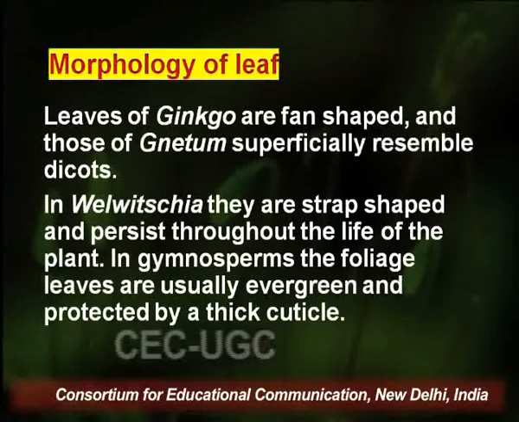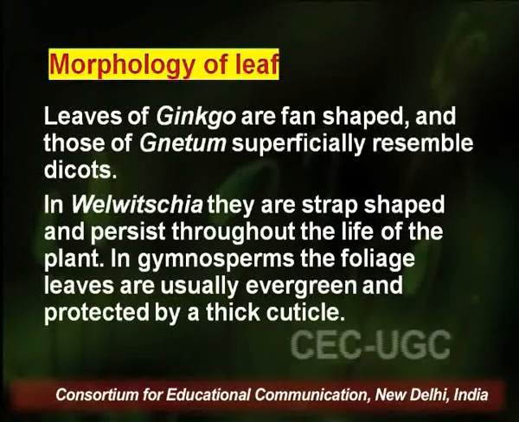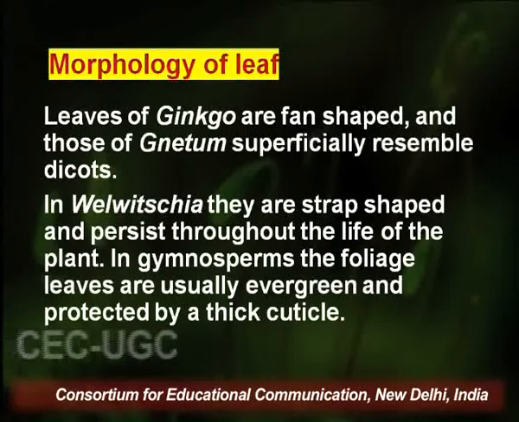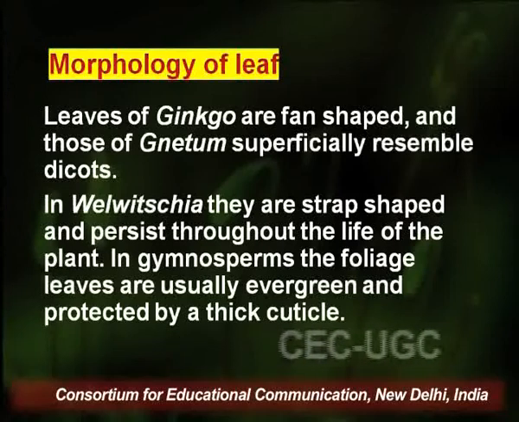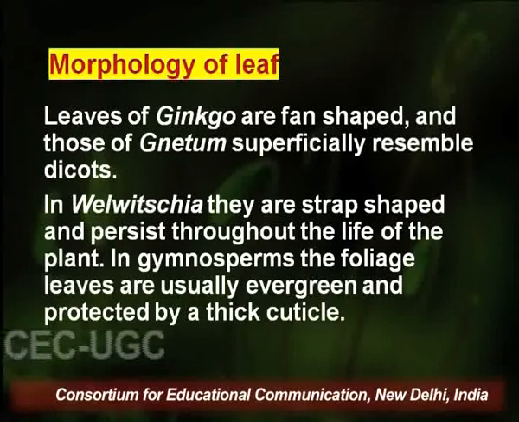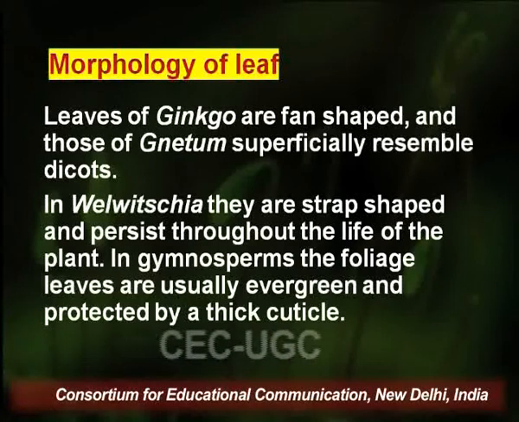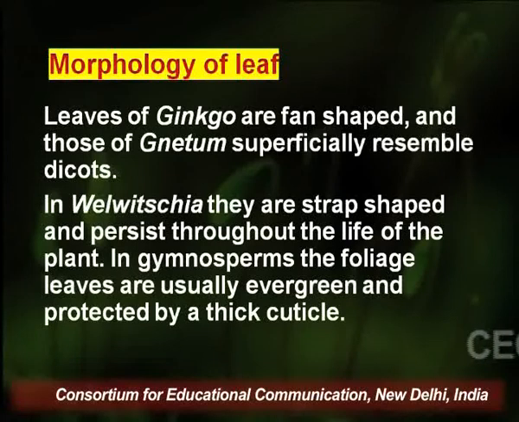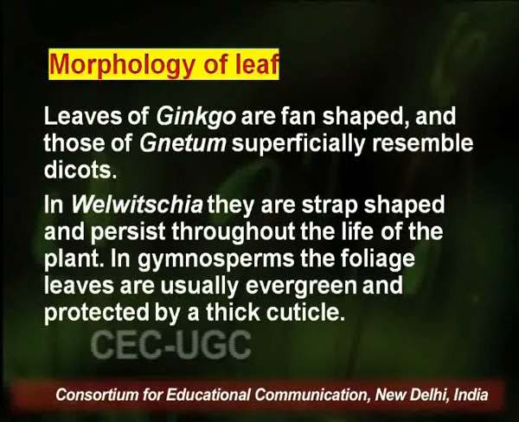In case of Welwitschia, they are strap shaped and persist throughout the life of the plant. In Gymnosperms, the foliage leaves are usually evergreen, and they are protected by a thick cuticle. The thick cuticle ensures less transpiration and less loss of water due to evaporation.